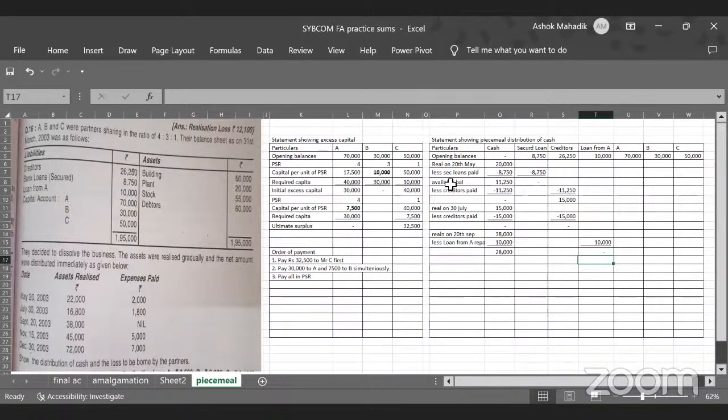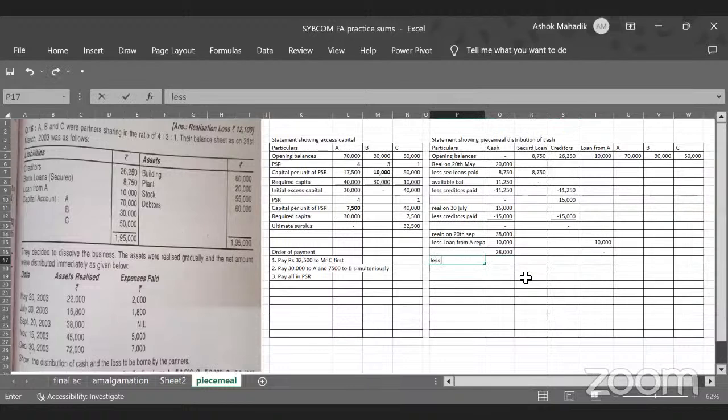Okay. Now partner's capital is to be paid. Now we have to follow that order of payment for which we have made statement of excess capital. Okay, we have to follow the order which is written below that statement. Okay. Now to whom shall we pay first? You can see pay 32,500 to Mr. C first. So do we have 32,500 in cash with us? No. How much we have? Only 28,000. So we'll pay 28 right now.